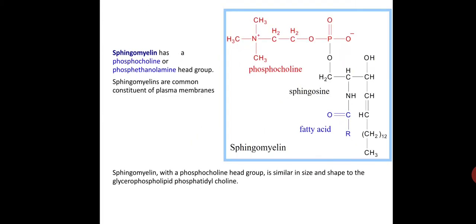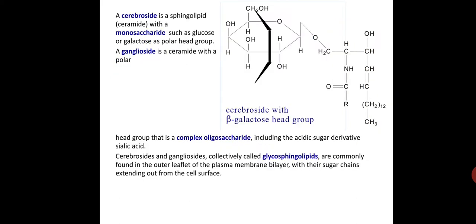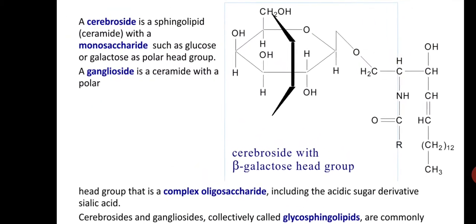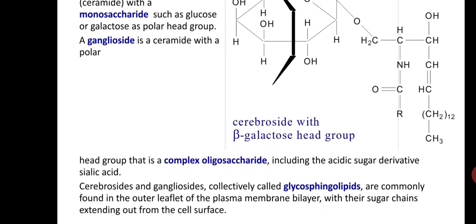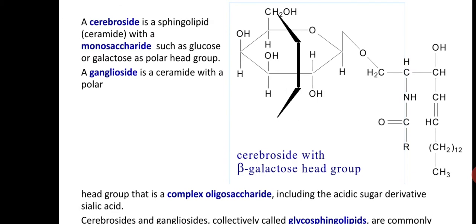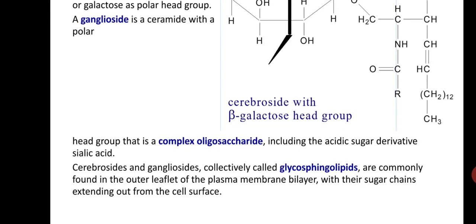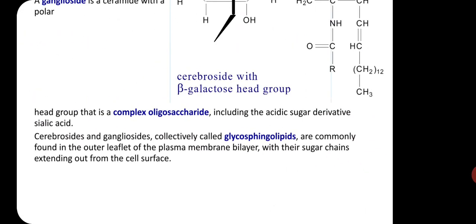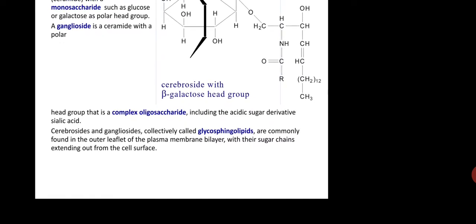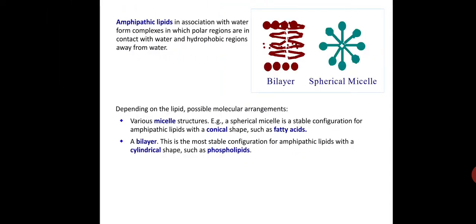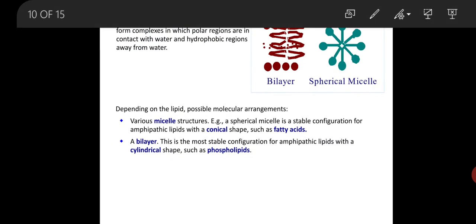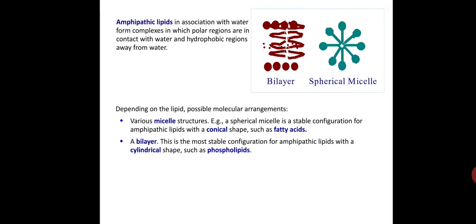Look at this, right? So this is sphingomyelin. Now if you change it with a carbohydrate, suppose beta galactose, it suddenly changes its name. It is a cerebroside. They are collectively called glycosphingolipids because a carbohydrate comes in, and I told you earlier that wherever a carbohydrate comes, it becomes glyco. Glycosphingolipids are also found in the outer leaflet of the plasma membrane, with their sugars extending from the outer cell surface. Okay, this I have already discussed regarding micelles and bilayer. This is a common property of these kinds of lipids.